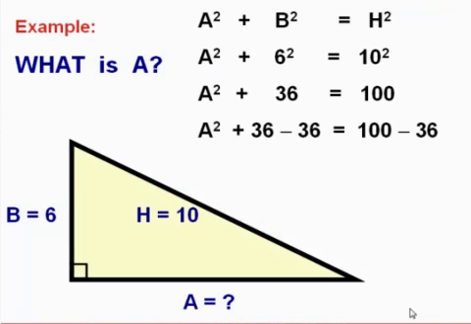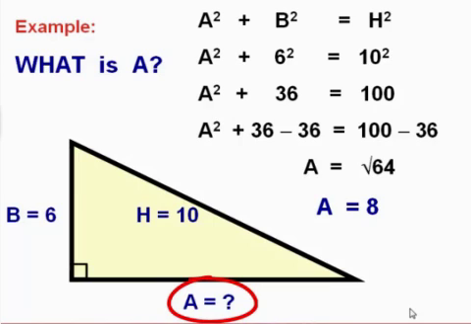Now let's find the length of one of the shorter sides of the triangle. Here we want to find the length of a. We're given the hypotenuse. So as before, we substitute into the formula. But notice I've turned the formula around this time, and you'll see why in a moment. In other words, I've got a squared plus b squared equals h squared. Substituting, b is 6, h is 10, so a squared plus 36 equals 100.